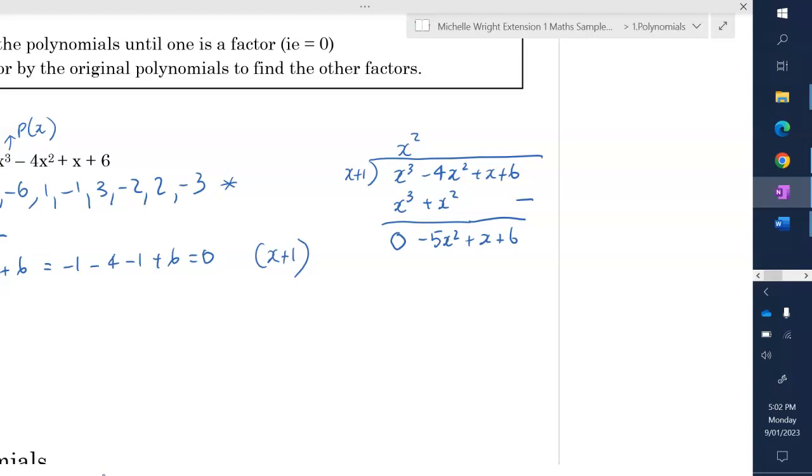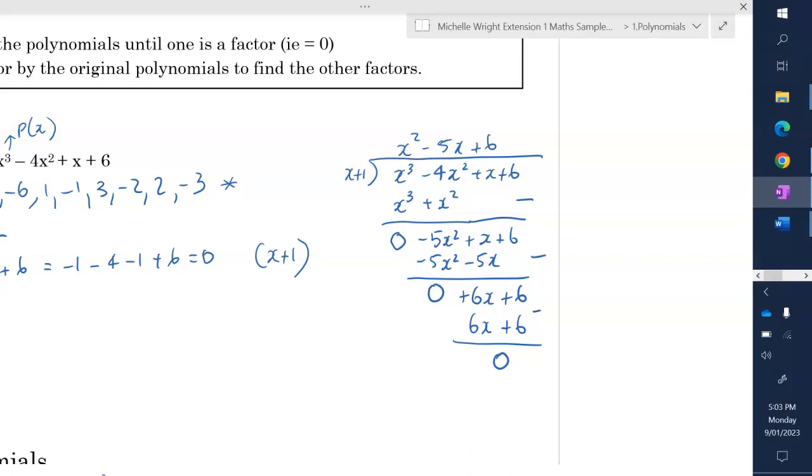How many times does x go into -5x squared? It's going to go -5x times. So we end up with -5x squared minus 5x. Taking away the first terms, -5x squared minus -5x squared is -5x squared plus 5x squared, which is 0. x minus -5 is x plus 5, which is 6x. And we've still got our plus 6 on the end. We now need to look at how many times x goes into 6x. It goes 6 times. So 6 times x is 6x, 6 times 1 is 6. We're going to do a subtraction and we end up with a 0.